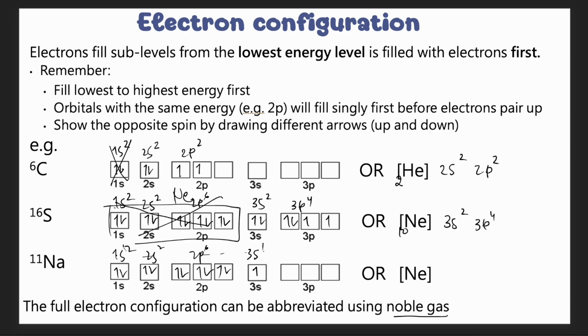In the case of 18, we can use Ar, argon. So here also 10, right? So we don't need to write 1s2, 2s2, 2p6, but just continue with 3s1.